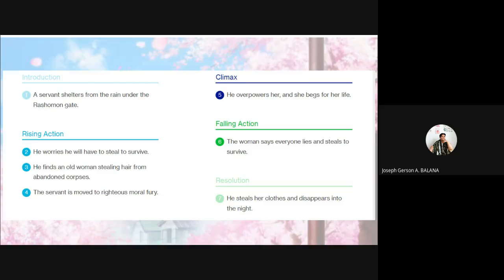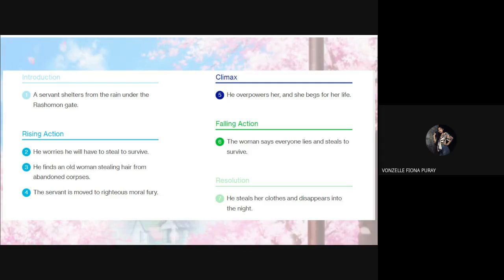Okay, Fiona. But for you, who was better among the two? Sir, the old woman, because all she wanted was to survive, and she did not hurt others, unlike what the man did, who resorted to violence and hurt the old woman, sir. As for the old woman, what she touched were the corpses, sir.